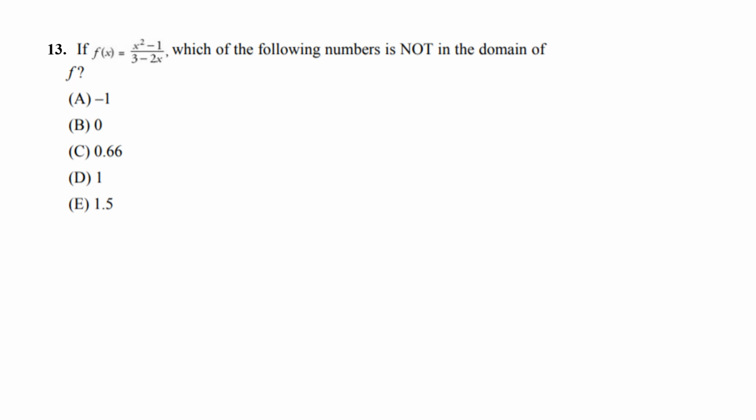This one's going to be a pretty simple problem. If f of x equals x squared minus 1, that quantity divided by 3 minus 2x, which of the following numbers is not in the domain of f? We spoke before about asymptotes. Remember that? It basically tells us we cannot have this be undefined. So we're looking for where it is undefined. We have to look at the denominator, just the denominator. We don't really need to look at the numerator. That's 3 minus 2x.